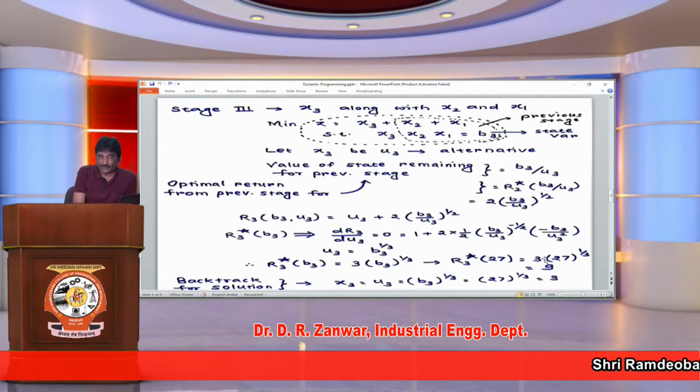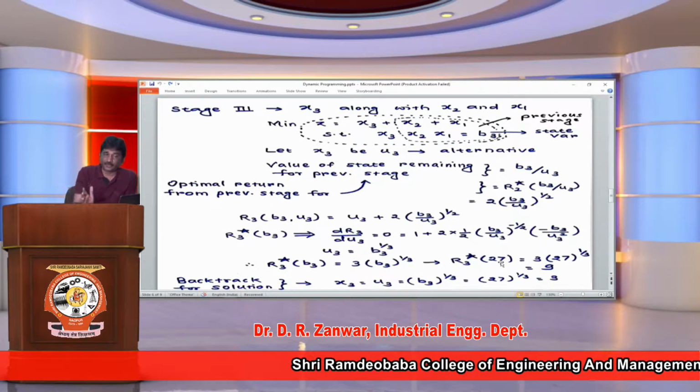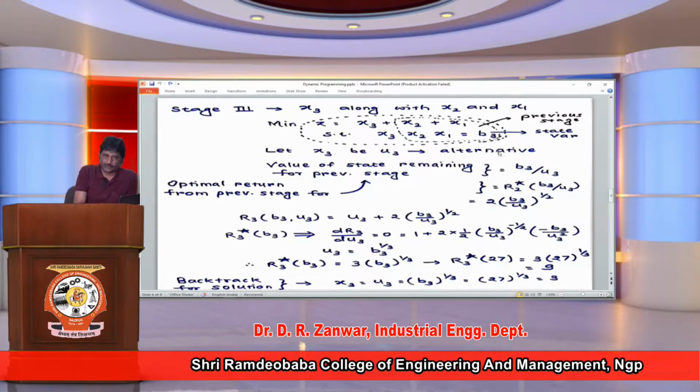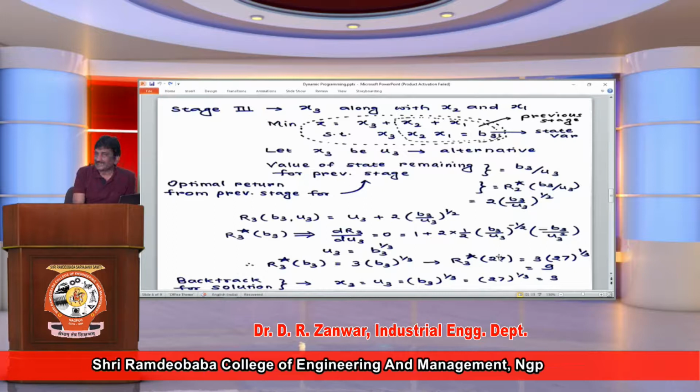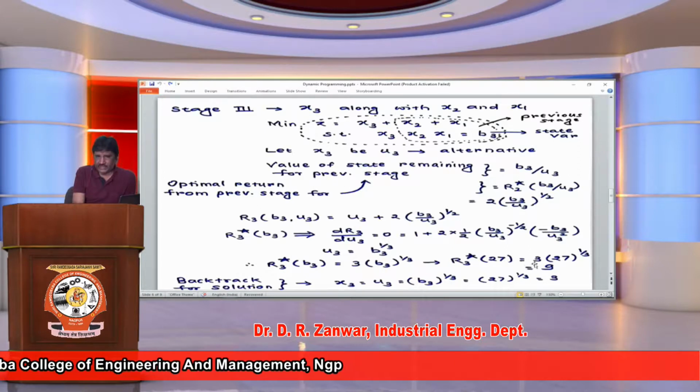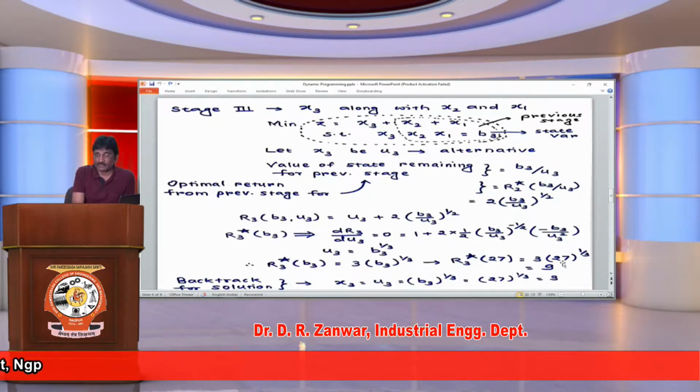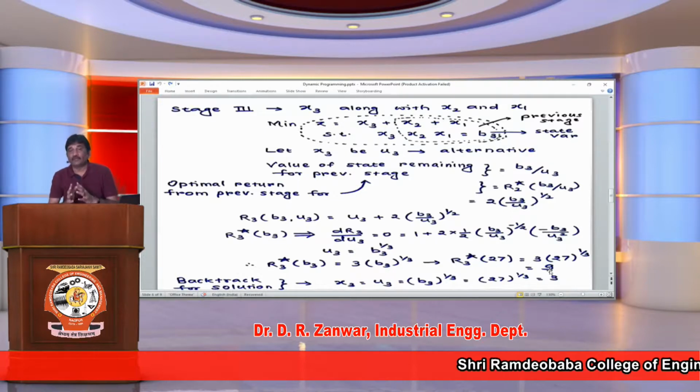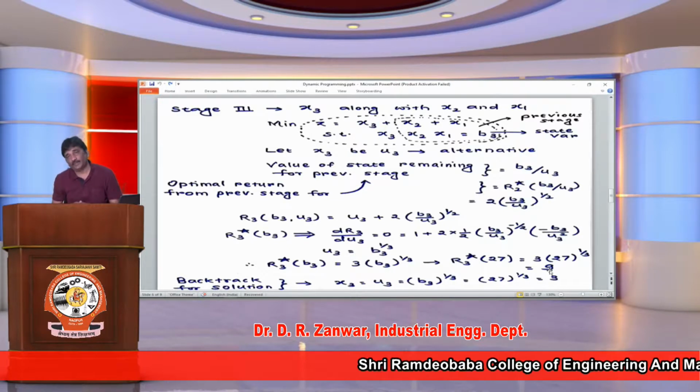So you will be putting B3 is equal to 27. You are bound to put B3 equal to 27, because by this time you have considered the problem to its totality. So when I put B3 is equal to 27, I get the idea of the return I will be getting: 3 into 27 to the power 1 by 3. So 27 to the power 1 by 3 gets you 3. 3 into 3, 9. So the minimum value of the objective function which I will be getting will be 9.